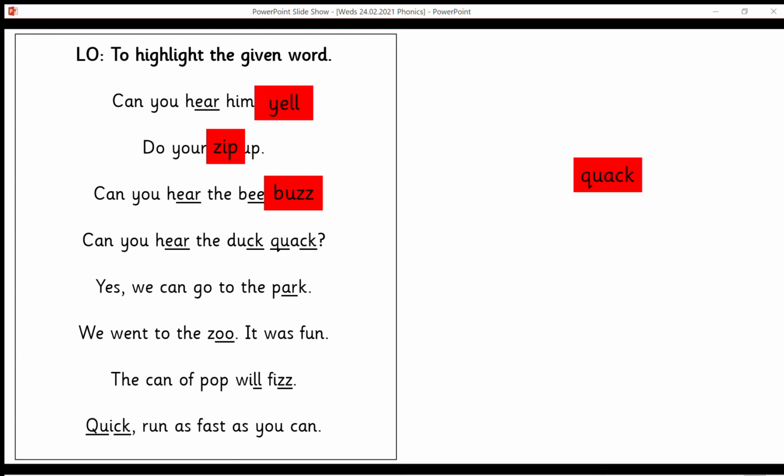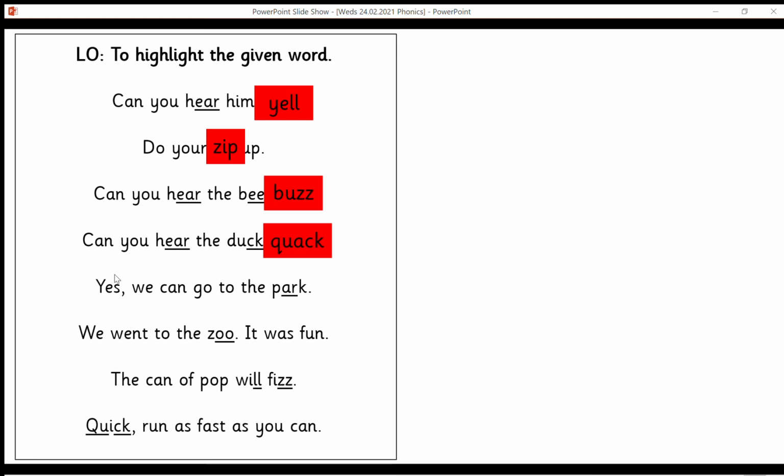Here's a clue. And let's see if you got it right. Super job. Okay, next one. You need your Rex robot blending arms. Let's go.